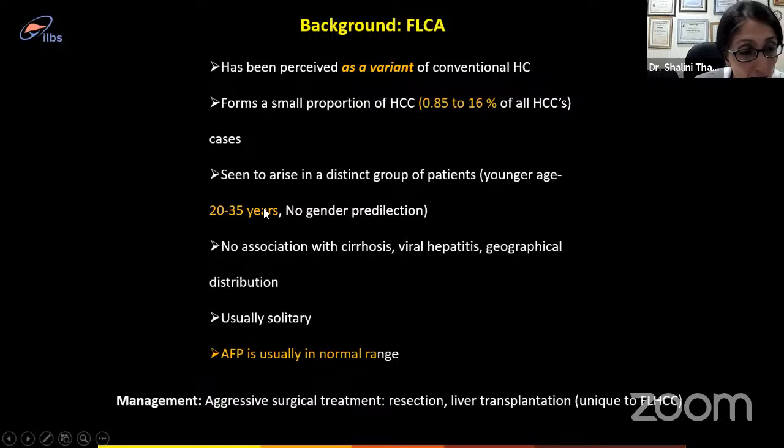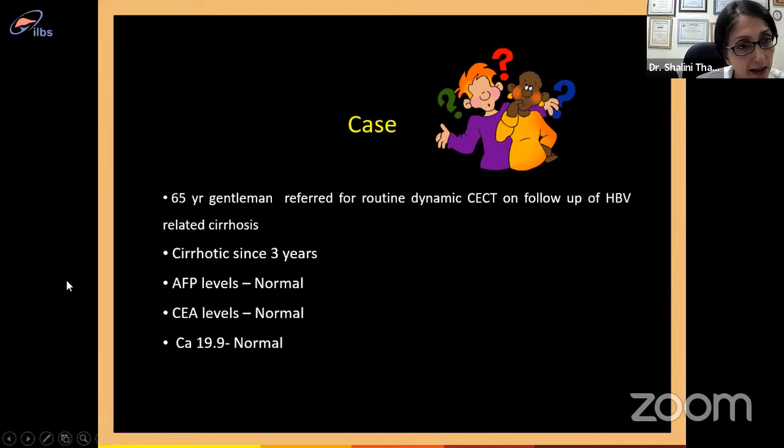There is literally no association with previous liver disease or any geographical distribution. These are usually solitary, as it was in both our cases. And AFP, which is usually a giveaway in other HCCs, is normally in the normal range. Management also is unique to this tumor. It is aggressive surgical management, and transplant is one of the rare indications where it is indicated in such large tumors in cases like this.